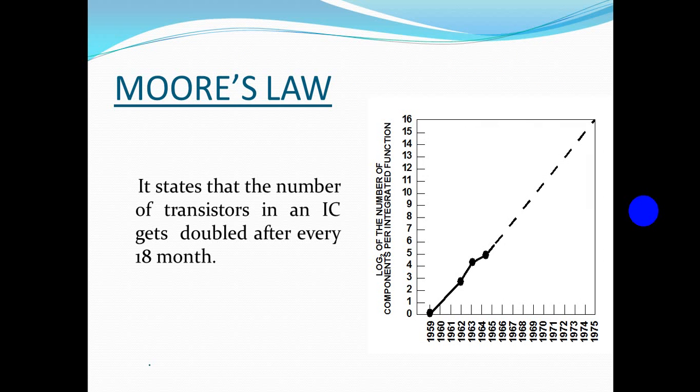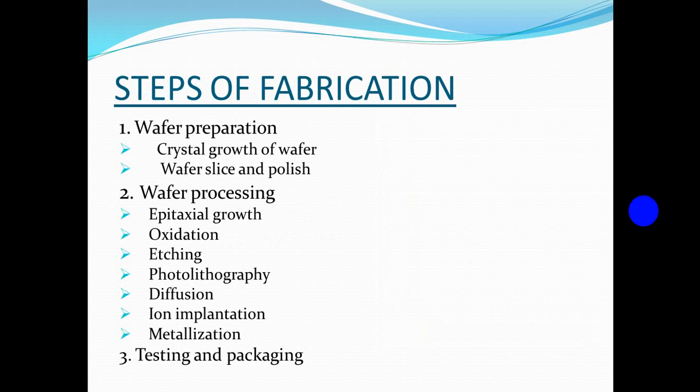So Moore's law actually states that the number of transistors in an IC gets doubled every 18 months. As you can see in the wave chart, it's increasing. Okay, so let's move to the steps of fabrication.